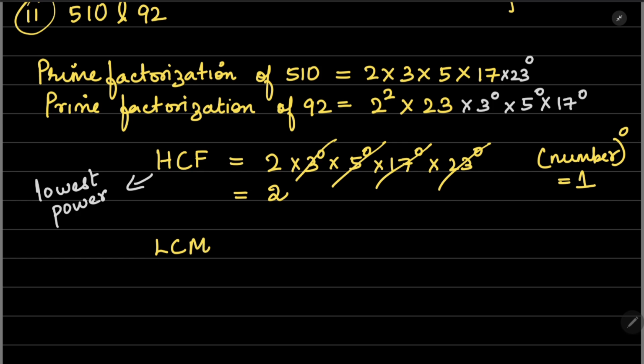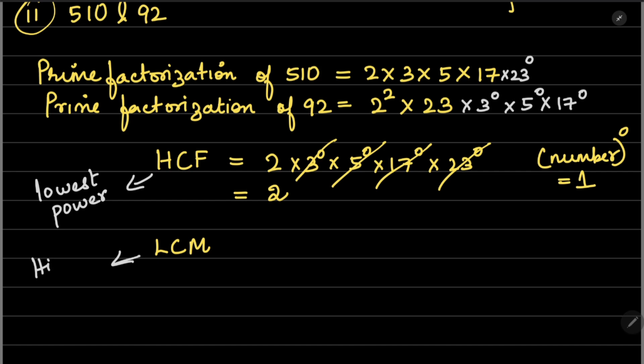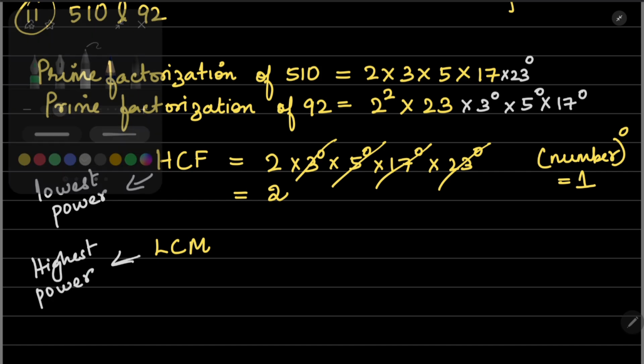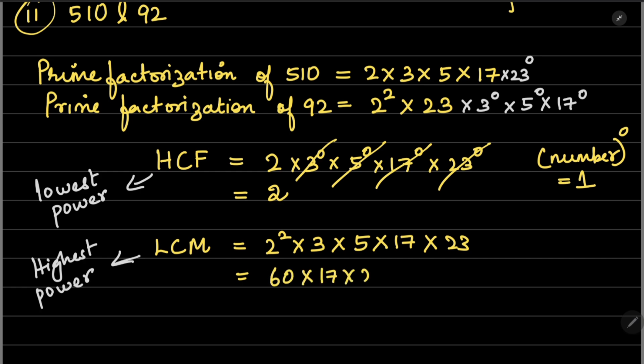Okay, and let's do the LCM. What is the LCM? You have to take the highest power and then multiply it. So let's take the highest power for 2, right? What is the highest power? 2 raised to the power 2. For 3, it is 3. For 5, it is 5. For 17, it is 17. For 23, it is 23. Now go ahead and multiply. So 2 square is 4. 4 3s are 12. 12 into 5, 60 multiplied by 17 multiplied by 23.